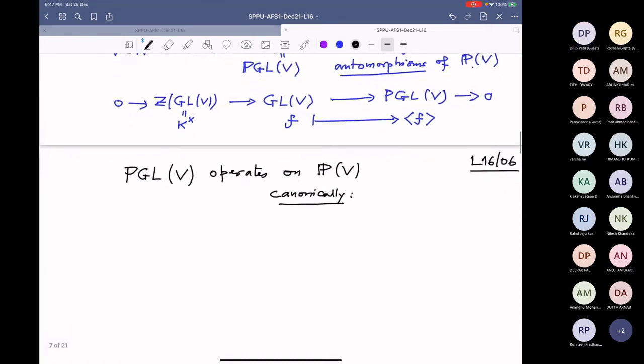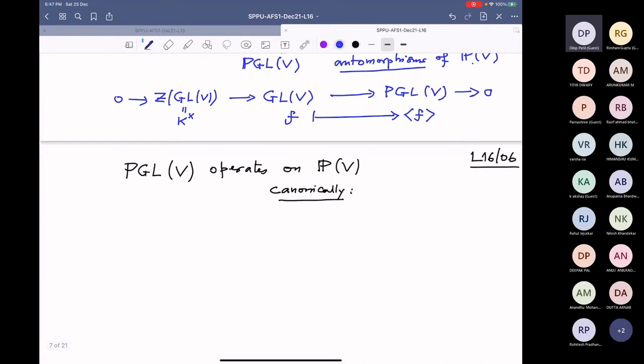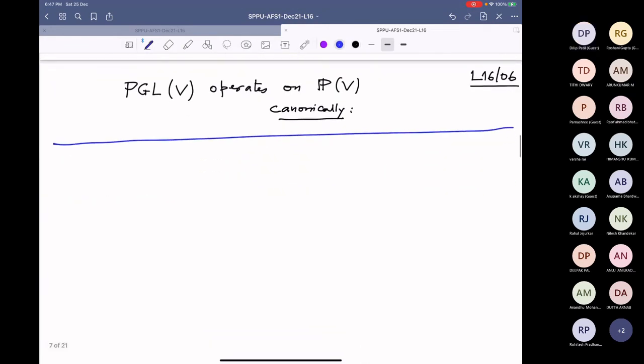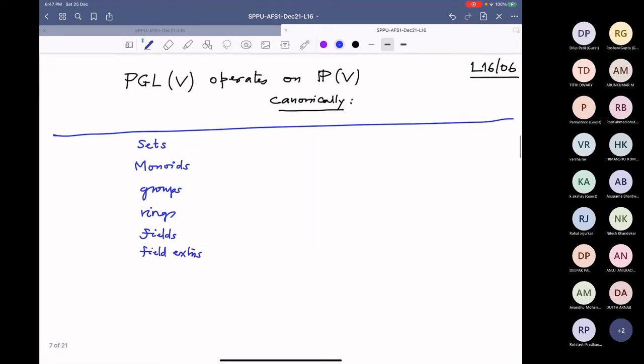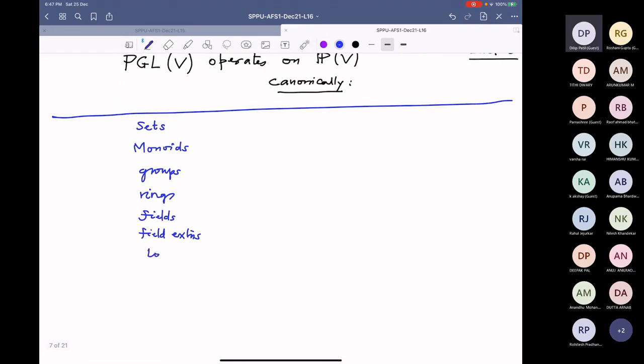So, for example, since I raised this topic, I will take this opportunity to comment on something. It's starting with sets. This we are also doing. Sets, monoids, groups, then rings, fields, so field extensions, or topological spaces. And let me just take a few objects.